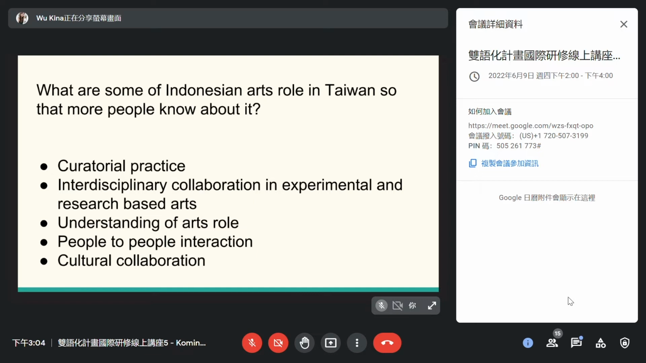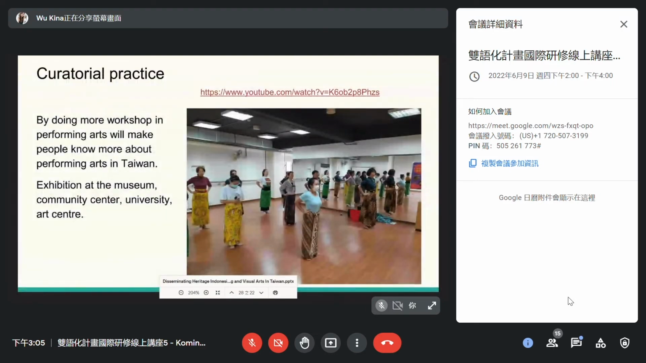It's not just me saying, okay, I want to put in these Indonesian costumes. You have to be open and able to collaborate together. People-to-people interaction is also very important. As artists, we have to meet face-to-face or get together. And also cultural collaboration. Let's take a look one by one.